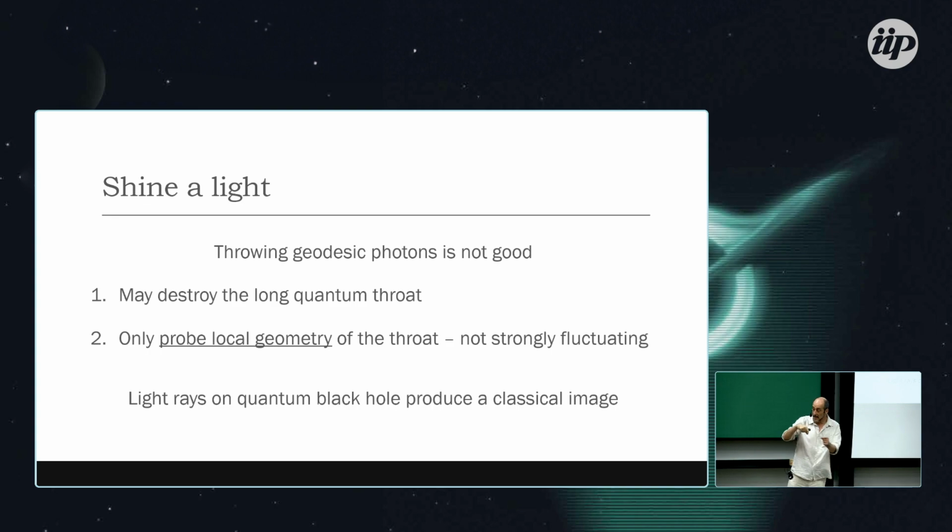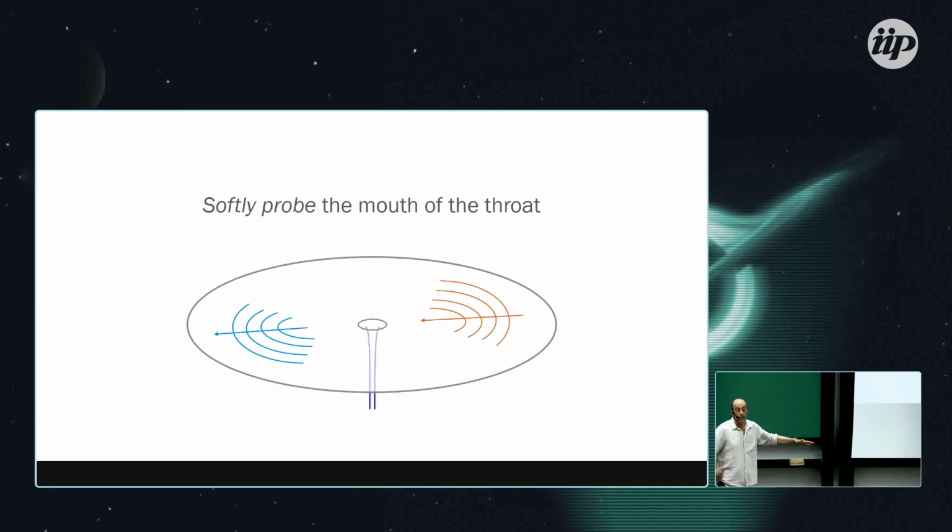But besides this, the objection to throwing photons that are following geodesics is that if the photon is following a geodesic, then it's probing the local geometry of the throat. And the local geometry of the throat, most of it is not undergoing large quantum fluctuations. Fluctuations of the geometry of the throat are small, except for the fluctuations that refer to the length of the throat. Okay? So if you are throwing geodesics, and these geodesics are traveling around the black hole and probing the local geometry, the image that you're going to obtain is just the classical image, the one of the Event Horizon Telescope. So this is not the way of probing this large fluctuating mode. The way to do it is to softly probe it.